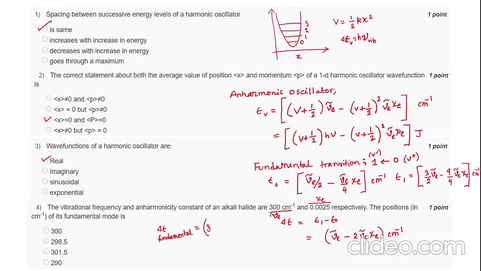It will be 300 minus 2 into 300 into 0.0025 in centimeter inverse, right? So it will be less than 300 but not very less, right? Something like 98.5 centimeter inverse is what we are going to get for this. Actually, this is the correct answer.